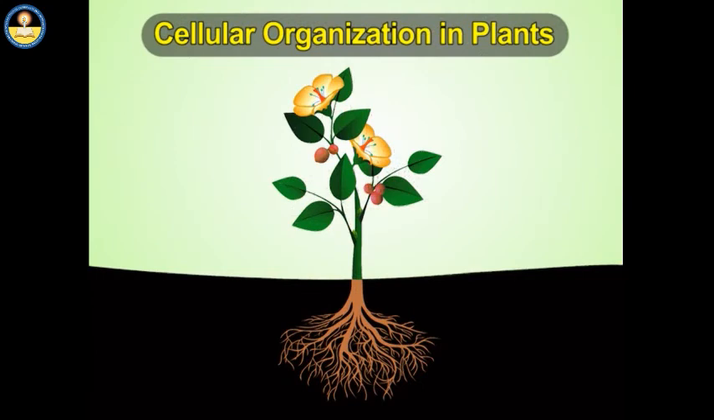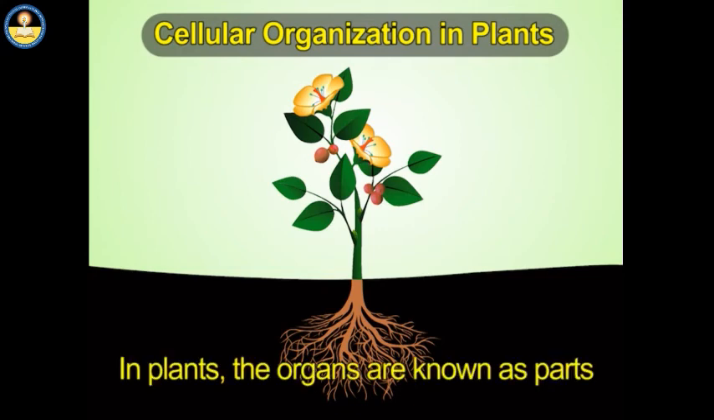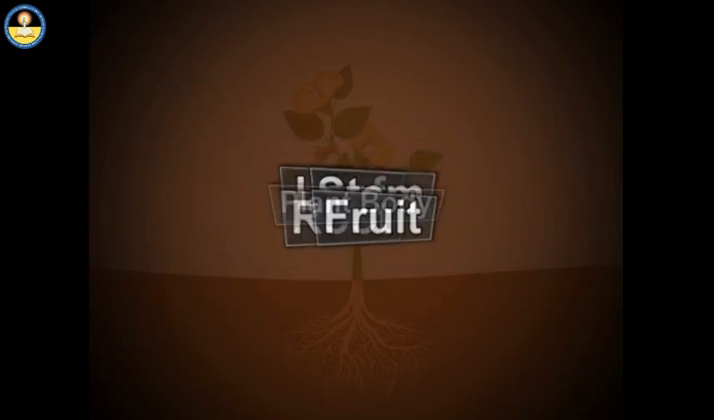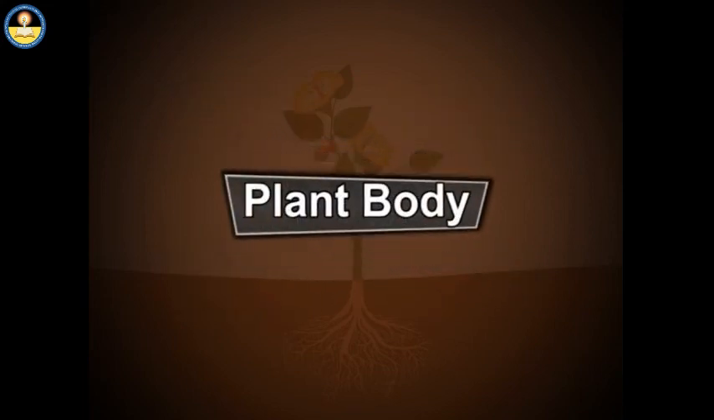Plants have fewer organs as compared to animals. Leaves, stem, roots, flowers, fruits, seeds, etc. are the main organs of almost all flowering plants. In case of plants, organs are known as parts. Each of these parts is formed of more than one type of tissue system. Several organs or parts form a system which is responsible for performing a specific function.